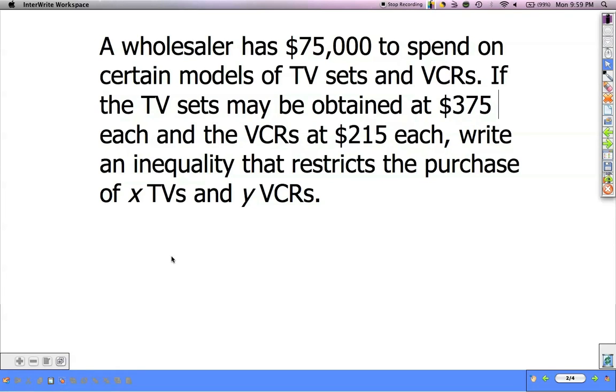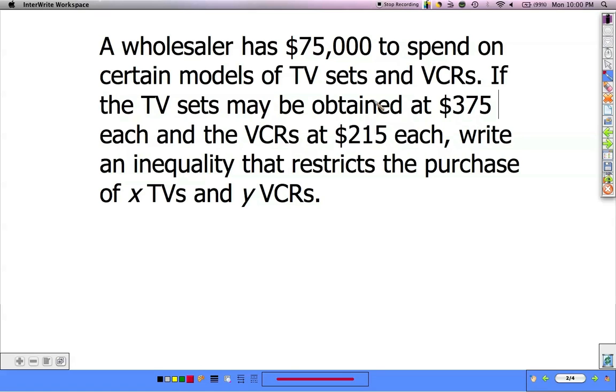Okay, we're going to take a look at the two word problems on your page. The first one is asking you to write a linear inequality, or an inequality in two variables. It really shouldn't be that hard, but you have to read through it and pay close attention to what you're reading.